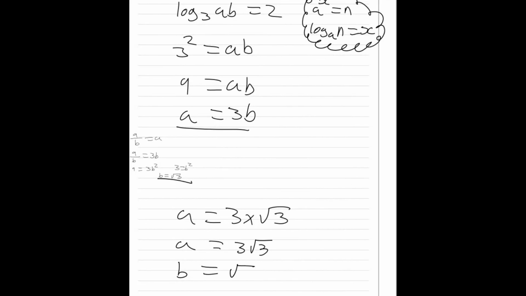So that's the answer. a equals 3 root 3, b equals root 3, and that's all the marks for that paper.